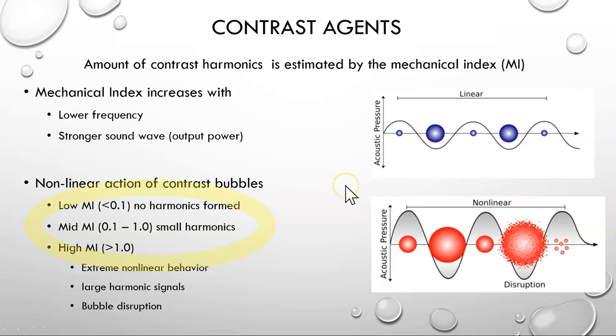The amount of contrast harmonics is estimated by the mechanical index. As the mechanical index increases with lower power and stronger wave output, there's a nonlinear action of contrast bubbles. At low MI, less than 0.1, no harmonics are formed in the contrast agents. At what we would call mid-MI, or 0.1 to 1 mechanical index, we start seeing small harmonics. At greater than 1 mechanical index, we get extreme nonlinear behavior, and large harmonic signals are created and bubble disruption occurs. Bubble disruption will create great amounts of harmonic reflection.